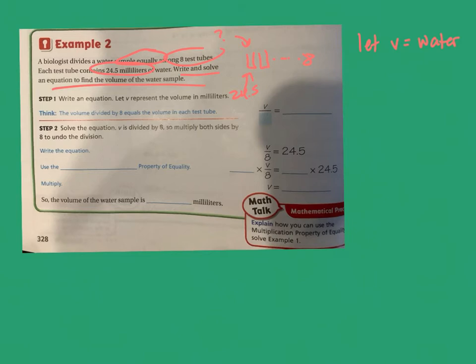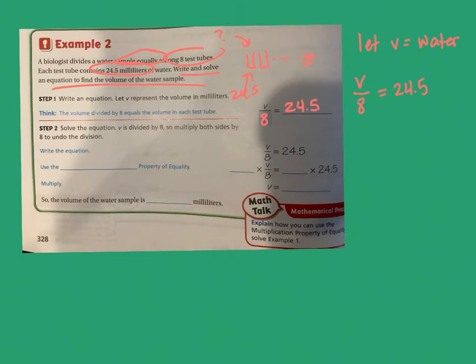Oh, it's a water sample, yeah. So the volume of water. And we're going to take that original amount and divide it, poured it into the test tubes into 8 equal amounts. And when we're done with that, each of those test tubes will have 24.5 milliliters. So there's our equation.